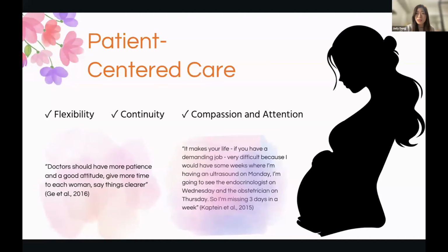So I'm missing 3 days in a week. Just showing how in this situation, having that option to have flexible online appointments could be really, really helpful.